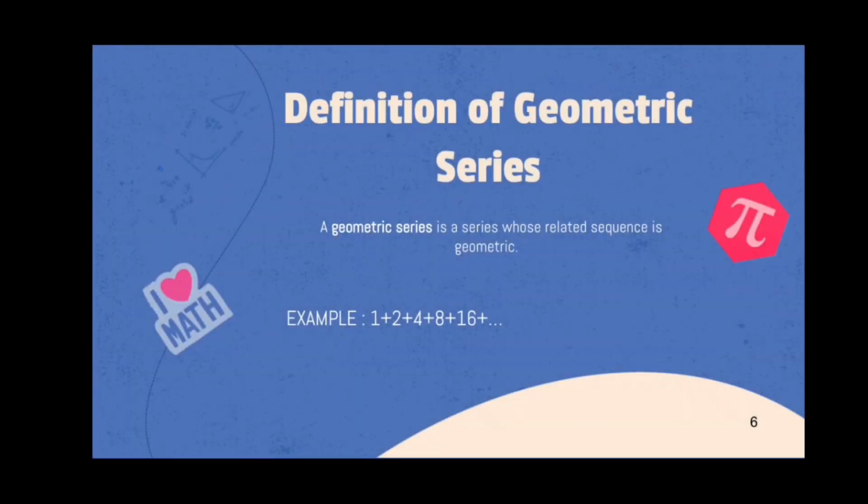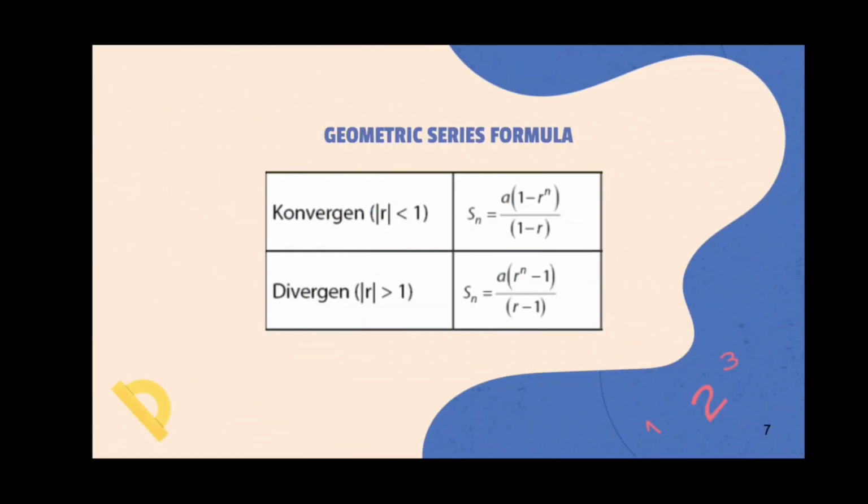Okay, let's move on to geometric series. The definition of a geometric series is a series whose related sequence is geometric. For example, 1 plus 2 plus 4 plus 8 plus 16 plus 3 dots. 3 dots means to infinity. And a geometric series has two formulas.